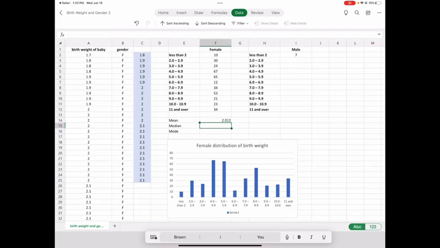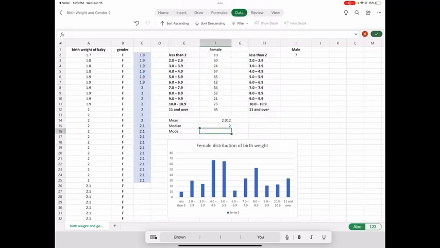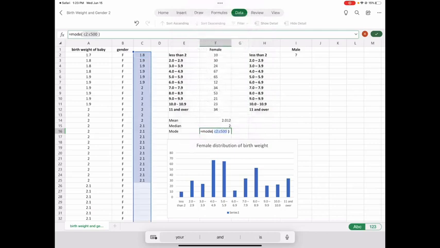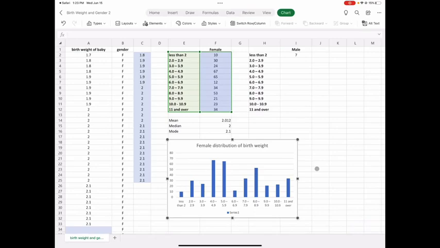For the median, I'm going to do the same thing, equals median, and then go from the same ones, which were C2 to C500. And that gives me the median. And the mode, same thing, mode C2 to C500. And there you go. Okay, you're going to do the same thing that I just did for the female, for the male. And make sure you get your chart as well.